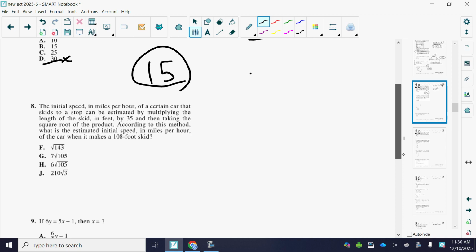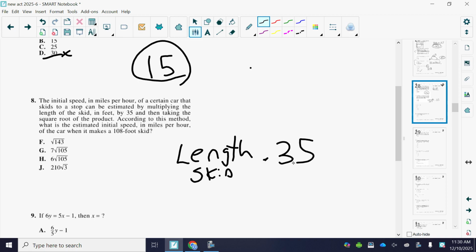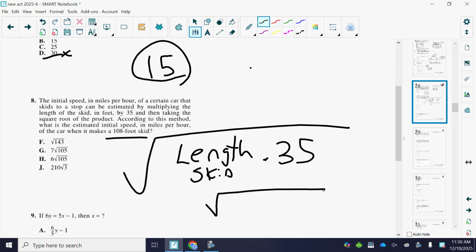This one's a bit of a struggle. I call this translation. The initial speed in miles an hour of a certain car that skids to a stop can be estimated by multiplying the length of the skid by 35 and then taking the square root of that. See how I just translated it into words? So, according to this method, what is the estimated speed with a 108-foot skid? So you would just take the square root of what?